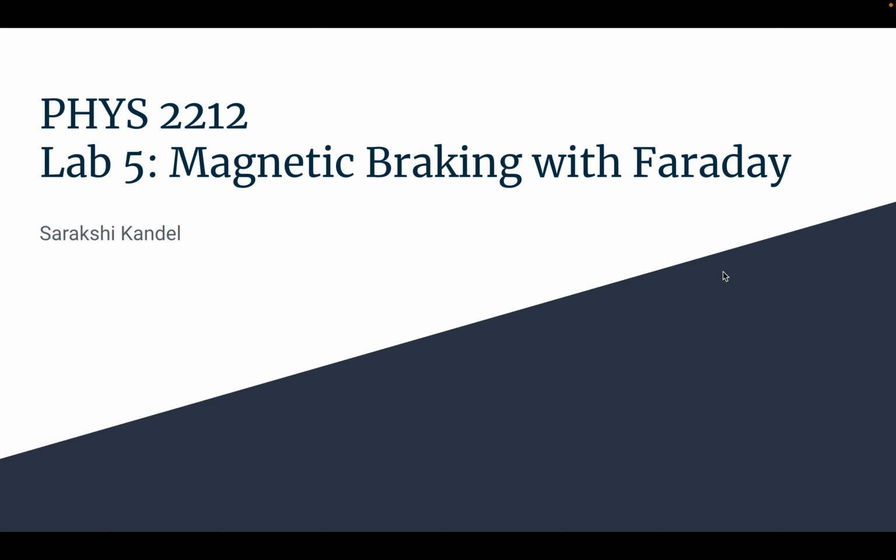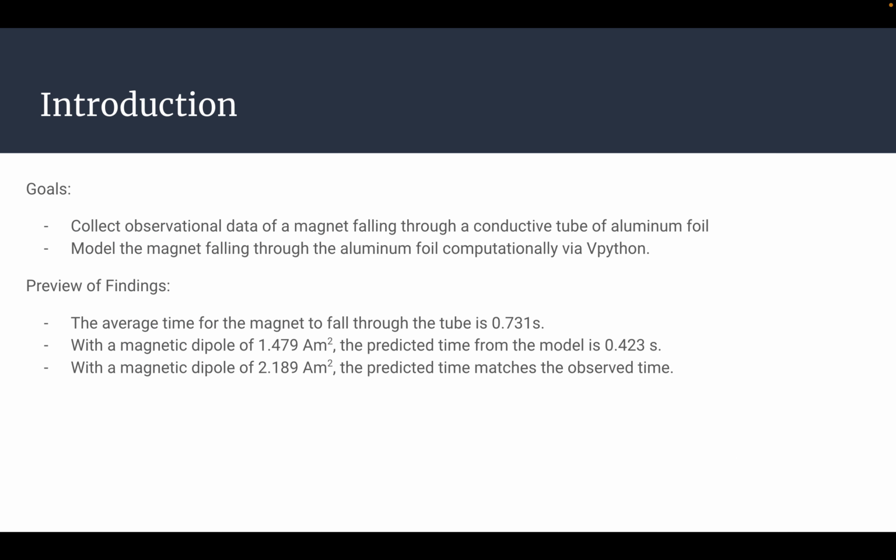Lab 5: Magnetic Braking with Faraday. Our goals are to collect observational data of a magnet falling through a conductive tube of aluminum foil, and to model the magnet falling through the aluminum foil computationally via VPython. The preview of the findings is shown below.